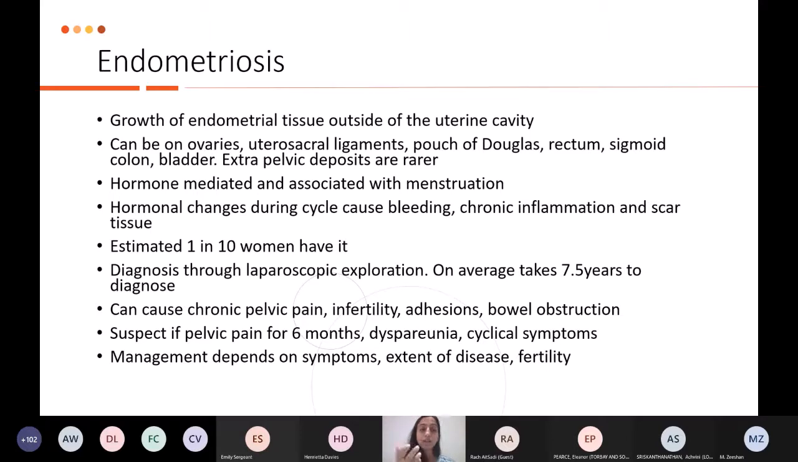In terms of chronic pelvic pain, pelvic pain would be a pain that's there for 6 months or more. And we talked about having dyspareunia as well. Management, again, would depend on her symptoms, the extent of the disease, and what she wishes to do.